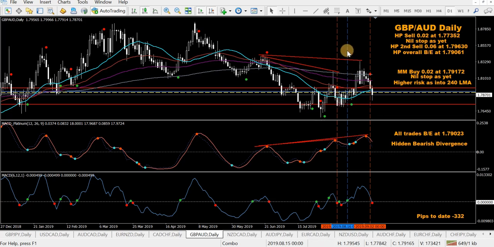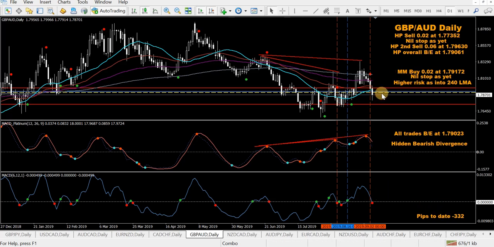What are we taking here? We've taken a HP sell followed by a... I didn't take the hedge buy, but I took a second sell today, and that blue trade in there is a Mod MACD buy. So that's that there. That looks like that's going to reverse tomorrow.